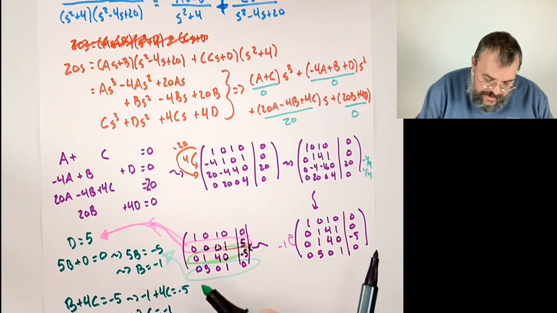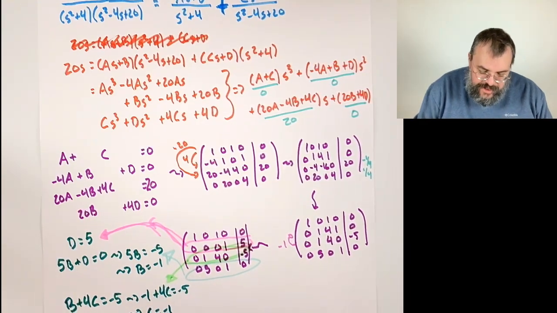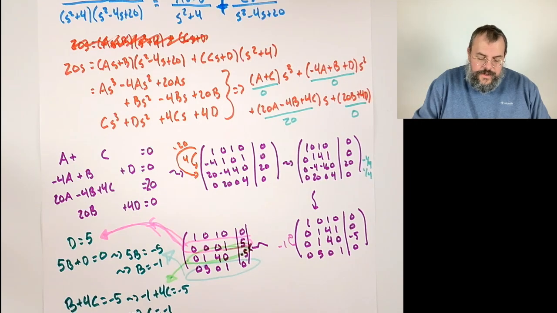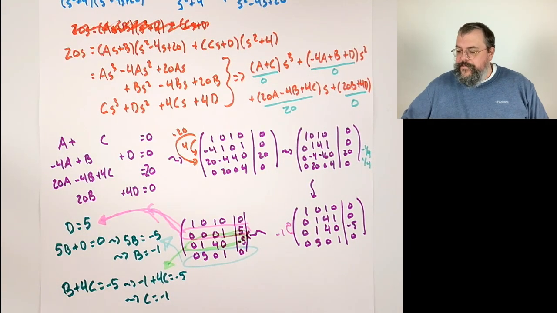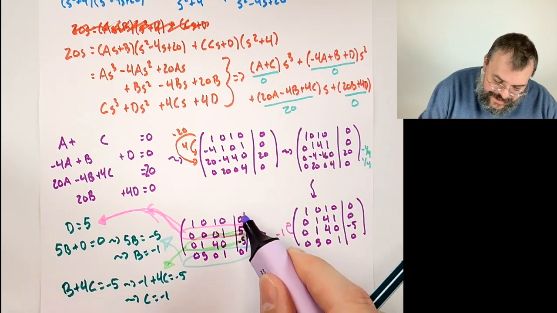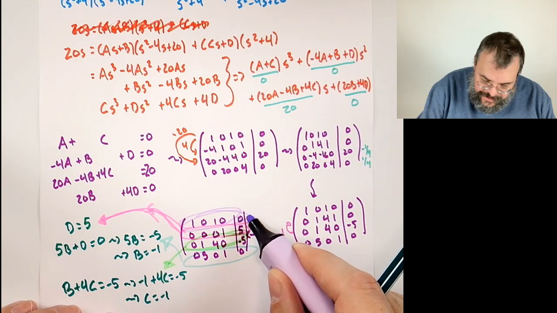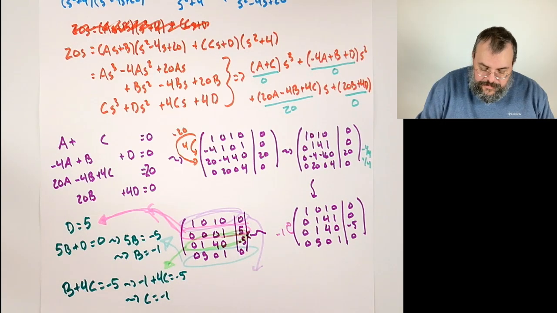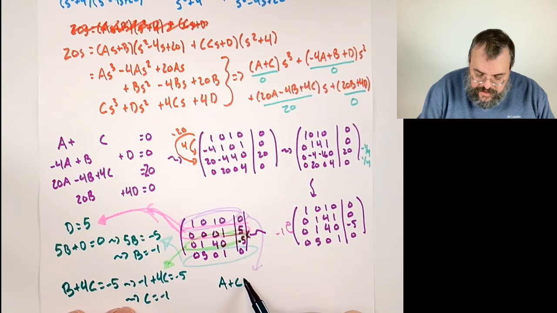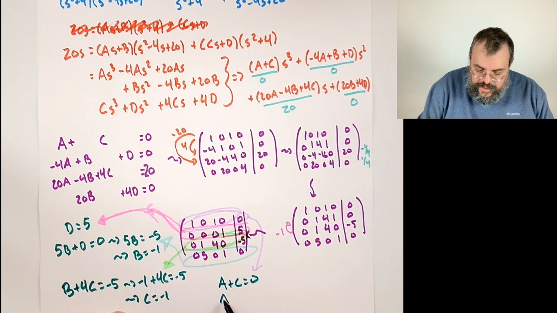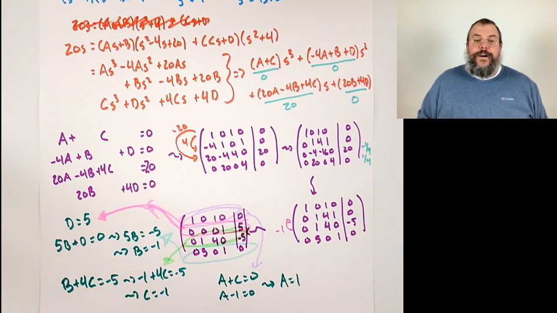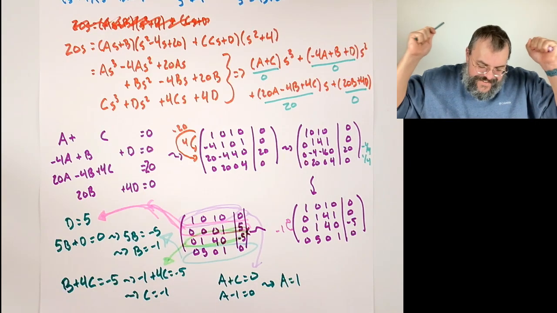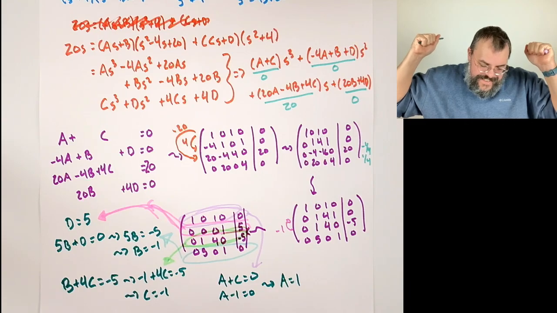And now we're like, wow, we're doing great. We now know B, we know C, we know D. What don't we know? We don't know A, but we haven't used the first equation yet. Okay, so our first equation, this one up here, says what? Well, it tells us that A plus c has to equal 0, but we know what c is. A minus 1 equals 0. So that says, oh, a has to equal 1. All right, we did it. We've done it. Oh, yes.